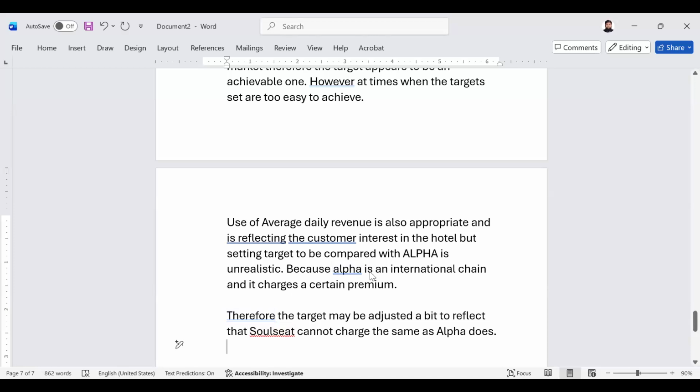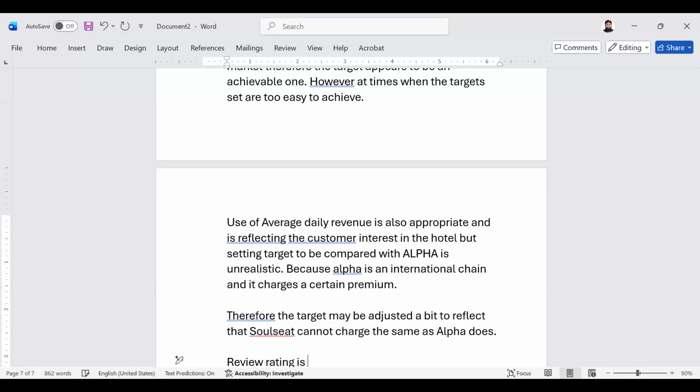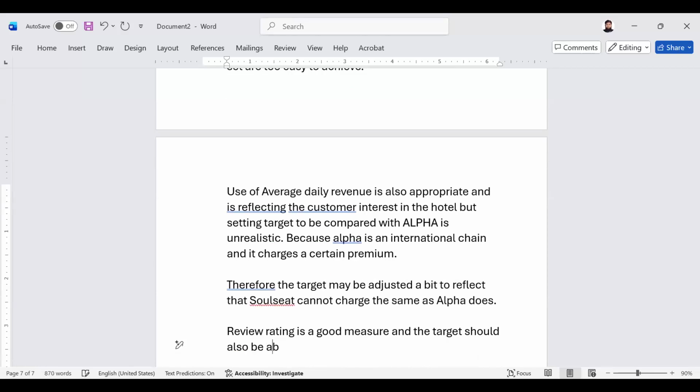Okay, next. Online review rating 4.3, average 4.1, Soul Seat, and varied between 3.7 and 4.7. Market average is also 4.1. Okay, review rating. The review rating is a good measure, and the target should also be above the market, which is appropriate.